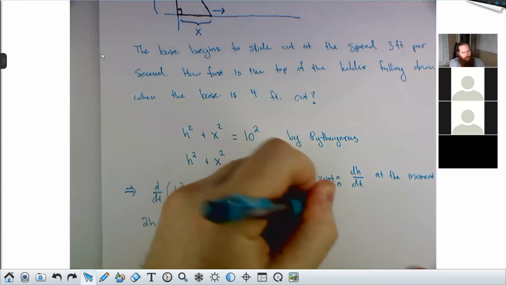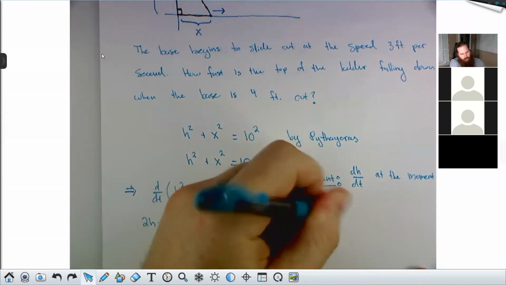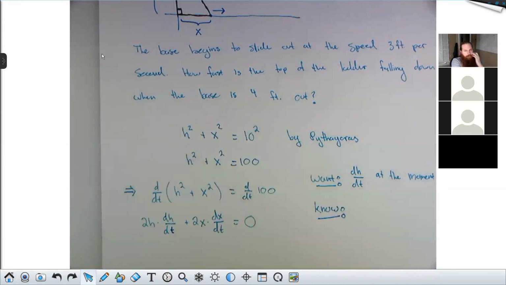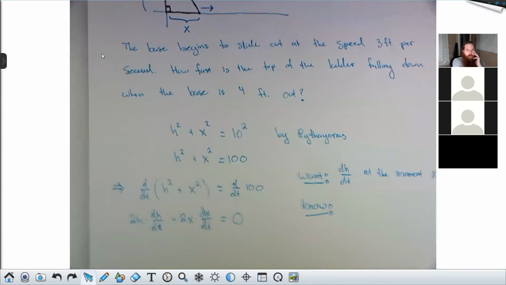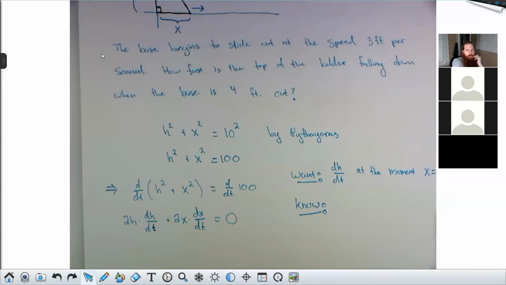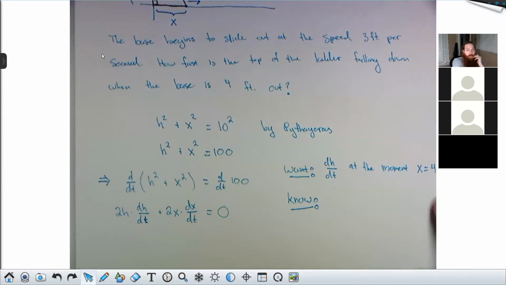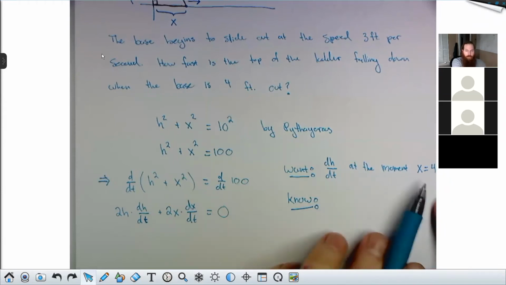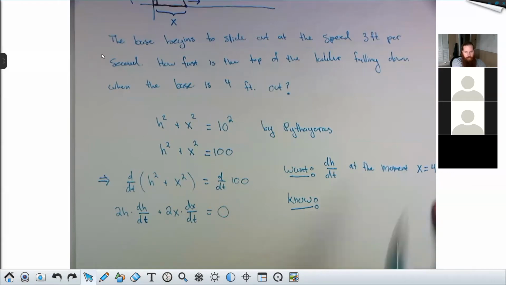What do I know? Yeah, so I know I'm interested in the moment when x is 4, and I've already recorded that here. What was the other thing? I heard one other thing. That it's sliding 3 feet per second. Good. So dx/dt is 3, right?